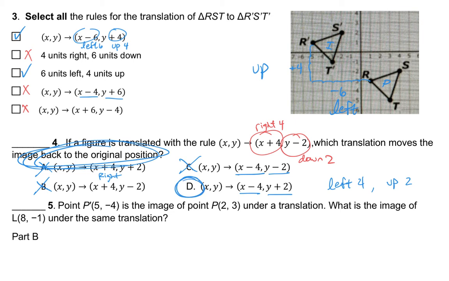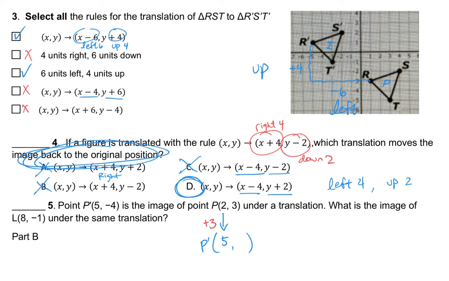And question number 5, the last one. Thank you. Whew, this is a long video. Point P prime is the image of point P under a translation. What is the image of L under the same translation? Okay, so I got to see how I moved from 2 to get to 5 on P prime. To go from 2 to 5, I hope you're all saying add 3, add 3. Because if you are saying add 3, that's right.